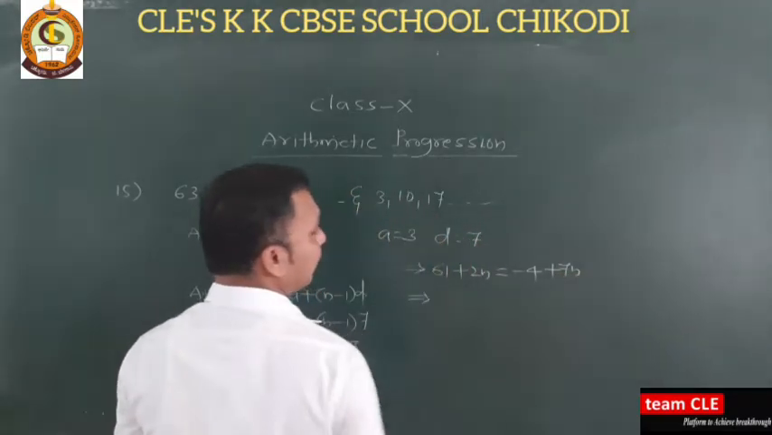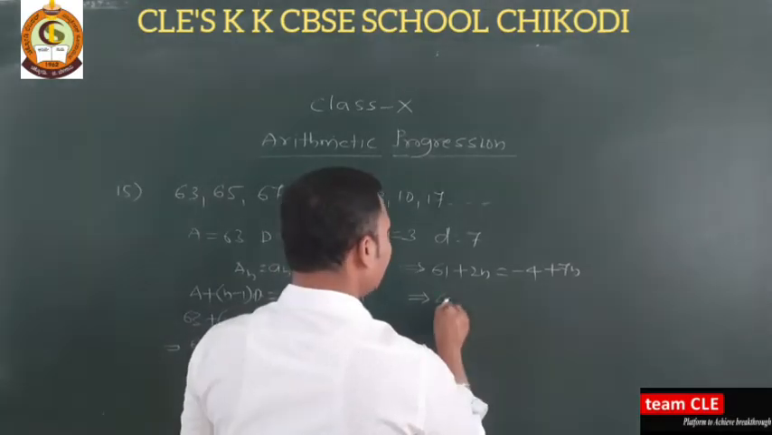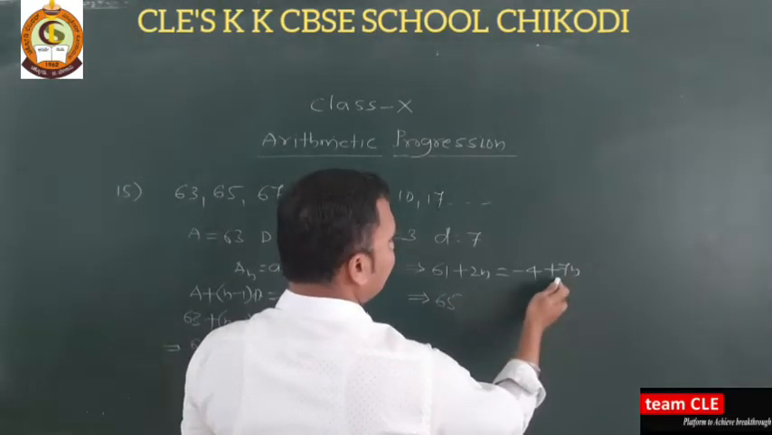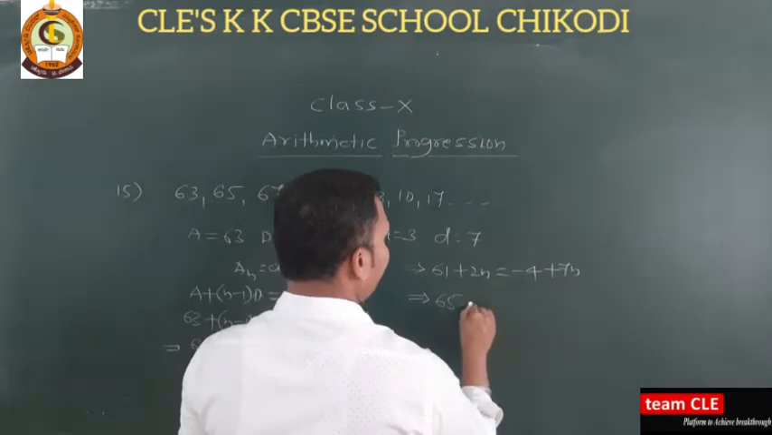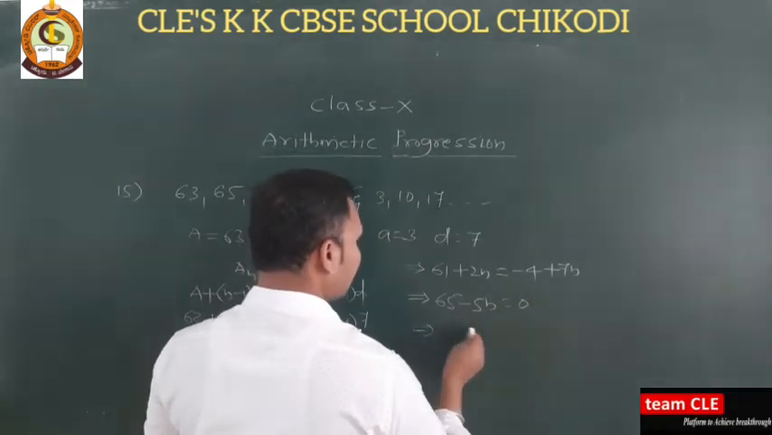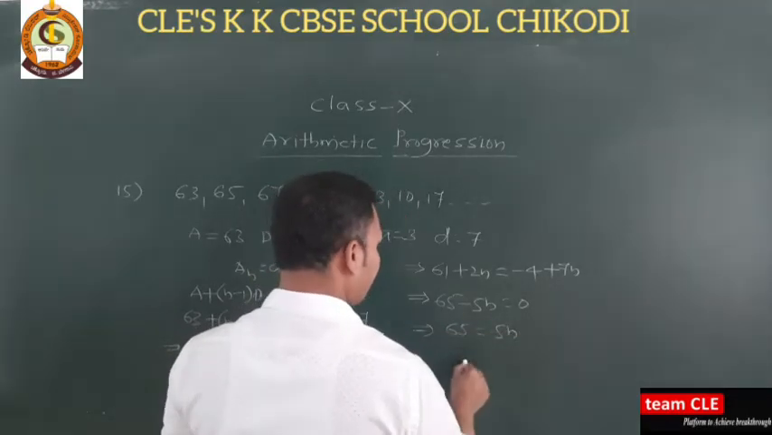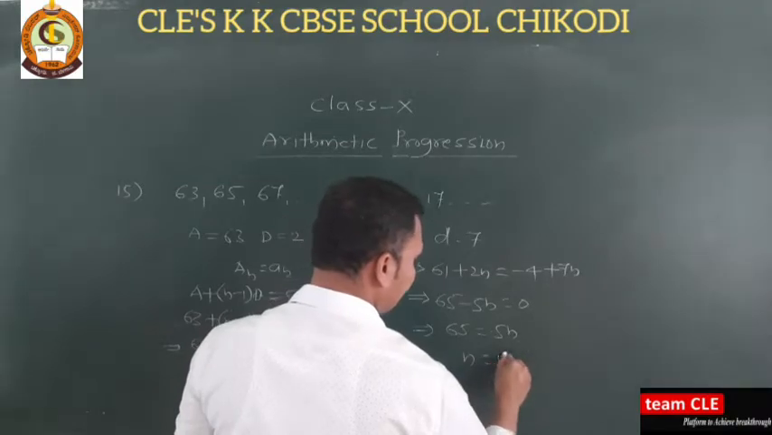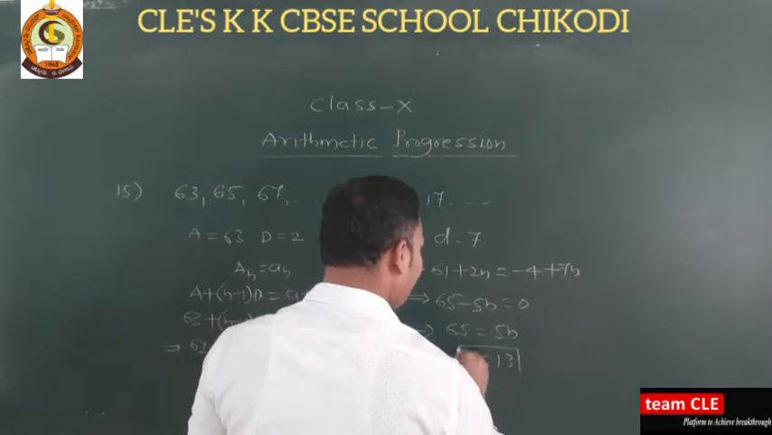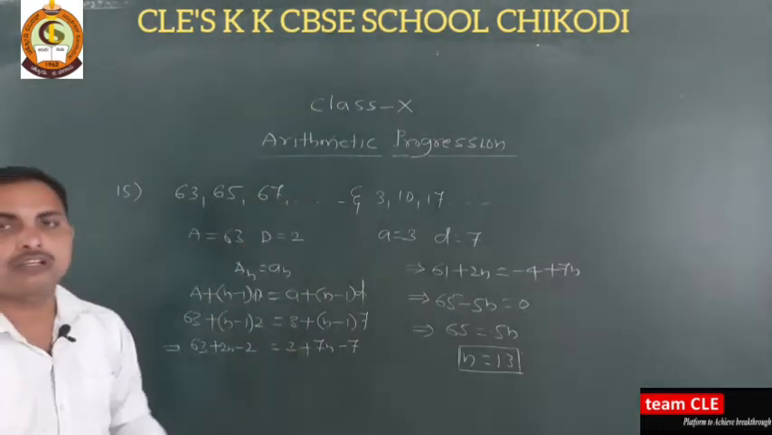So this implies, again, we have minus 4, you can take this side, so this becomes 65. Now this you can take this side, so we get minus 5n is equal to 0. So 65 is equal to 5n, so now n is equal to 13. So for its 13th term we can say these two APs are equal.